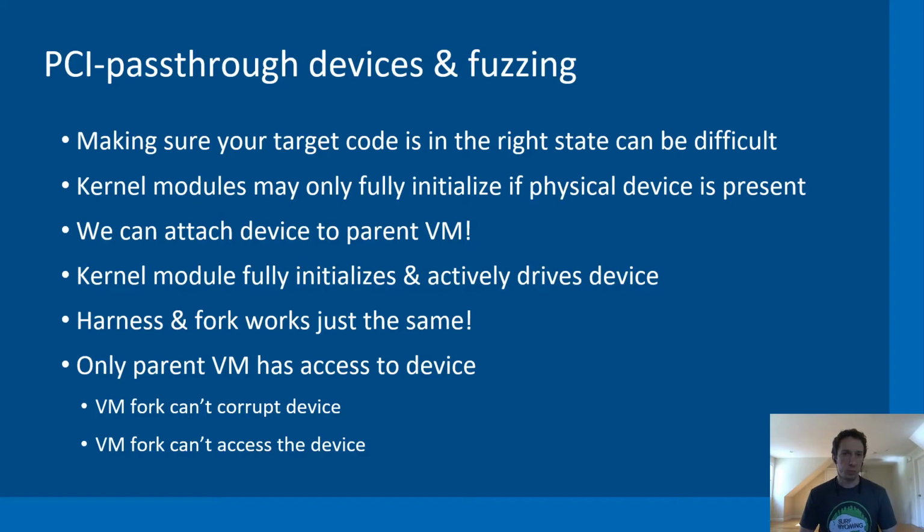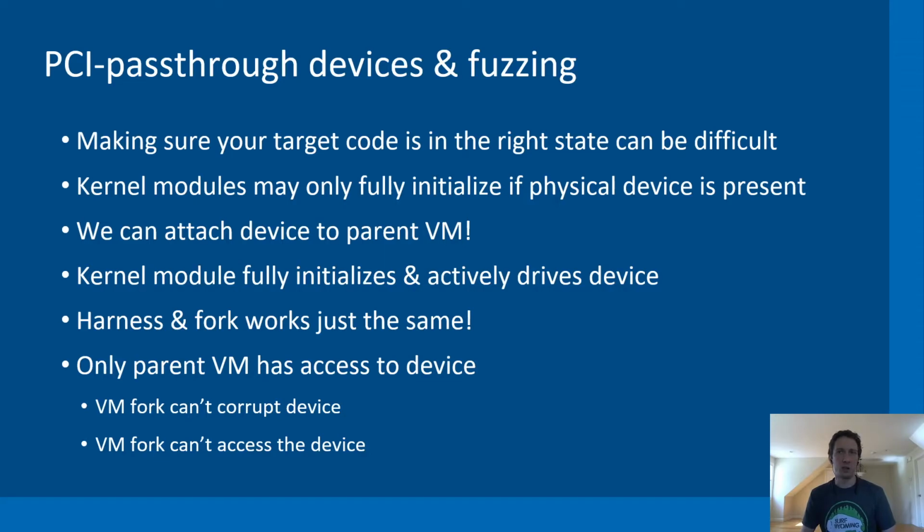So we attach a PCI pass-through to the parent VM that causes the kernel module in the parent VM to fully initialize and activate the device. And everything else is the same. The harness and fork the kernel module the same way. But the parent VM is going to be the only VM that actually has access to the device. So a VM fork can't corrupt the physical device that's attached to it. But that also means that the fork can't talk to that device.